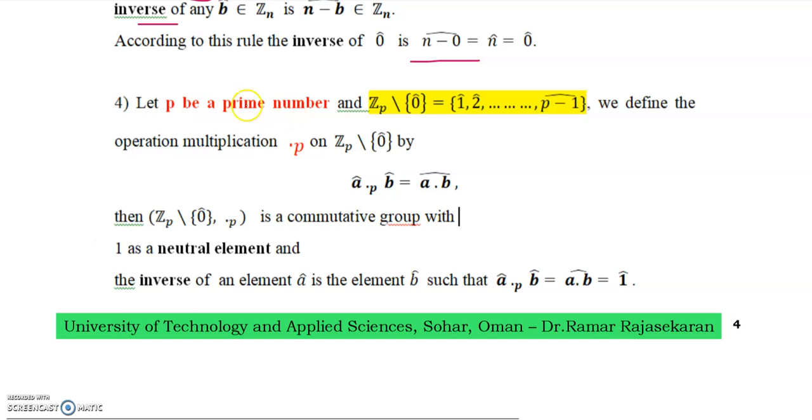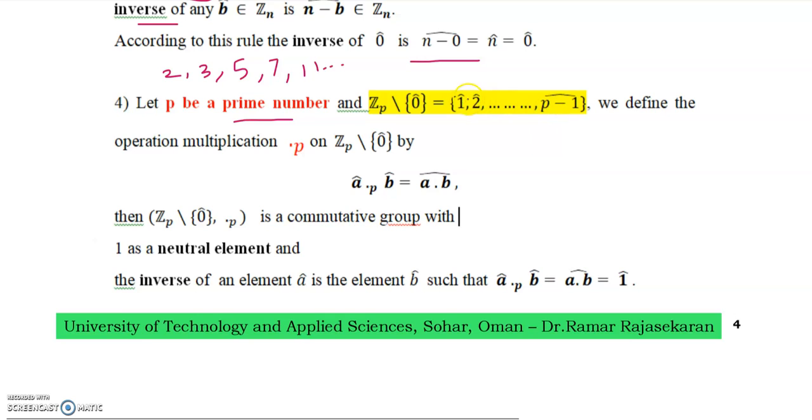Let p be a prime number. You know what a prime number is? 2, 3, and then no 4, 5, and 7, no 9, 11, etc. It will go on. That is called a prime number. Similarly here, Zp minus 0, which means you delete 0, then you write the elements of Zp minus 0 as 1, 2, 3, etc., until p minus 1. Suppose your p is 11, then you write until 10.